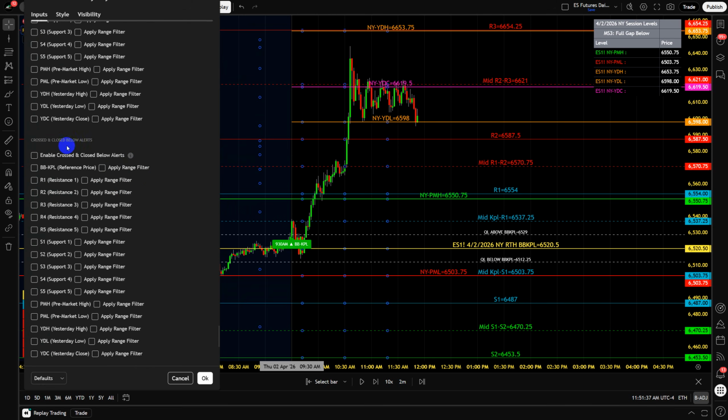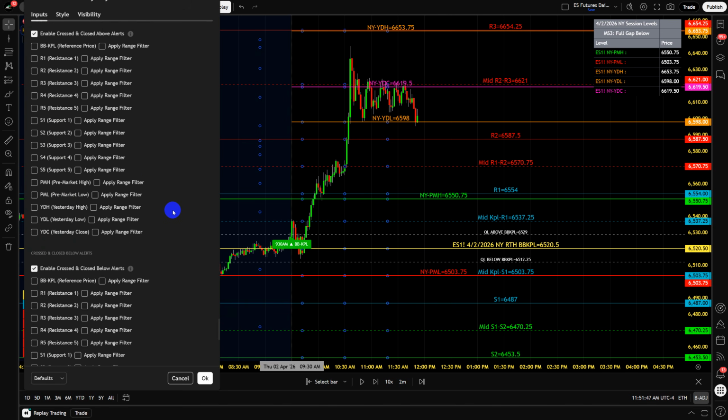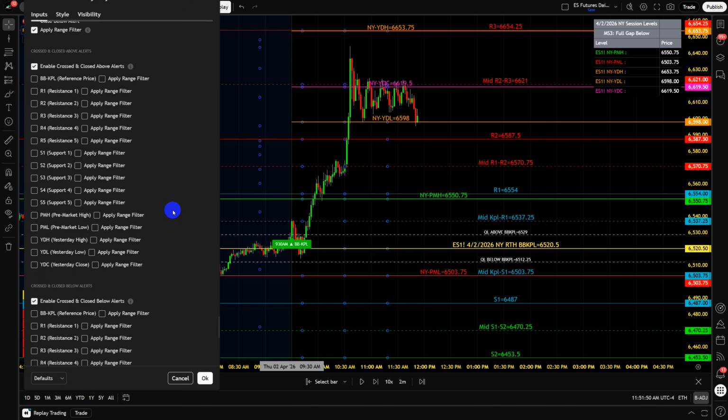Here we have the crossed and closed below alerts. Same thing here. You have a master switch, so you have to turn this on and then you have to select which ones that you want. These can be useful as far as alerting you to the fact of a close above, crossed and close above, or crossed and close below. So you can take a look at whether you would like to take possibly a bullish or bearish trade, depending whether it's crossed and closed above or crossed and closed below, in which again you would confirm with the other free tool, which we will show you.